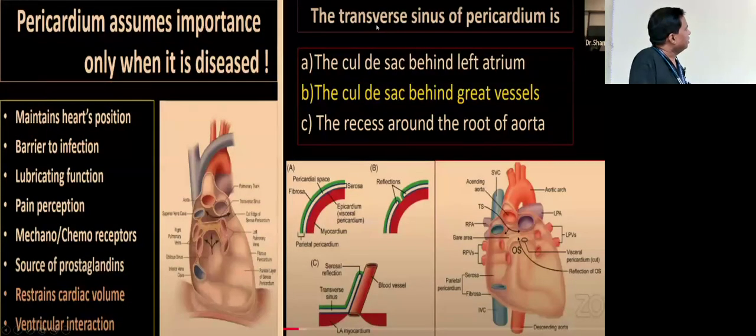And then there is another thing called the transverse sinus of the pericardium. If you see here, there is a cul-de-sac kind of transverse sinus. This B is correct: the cul-de-sac behind the great vessels, that is the aorta and the pulmonary trunk, is the transverse sinus of the pericardium. Why is it important? It is important for surgeons, while doing a coronary artery bypass graft or any surgery. To catch the pedicle of the aorta or the pulmonary trunk, they locate the transverse sinus. There's another sinus called the oblique sinus also.